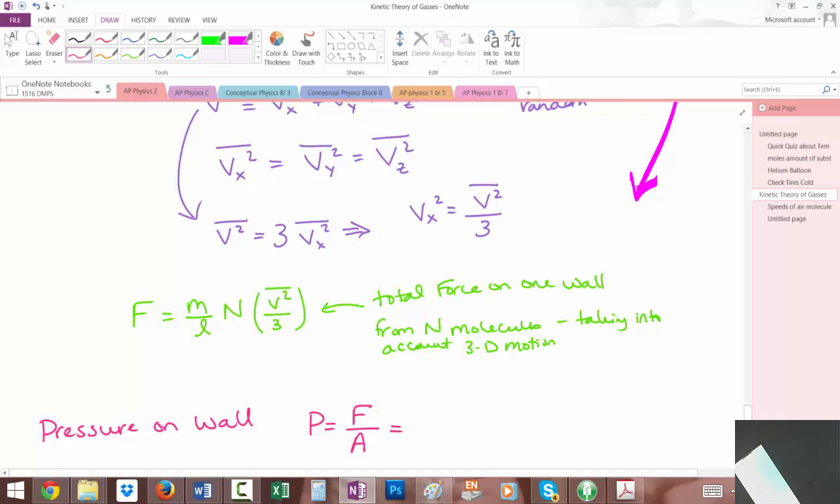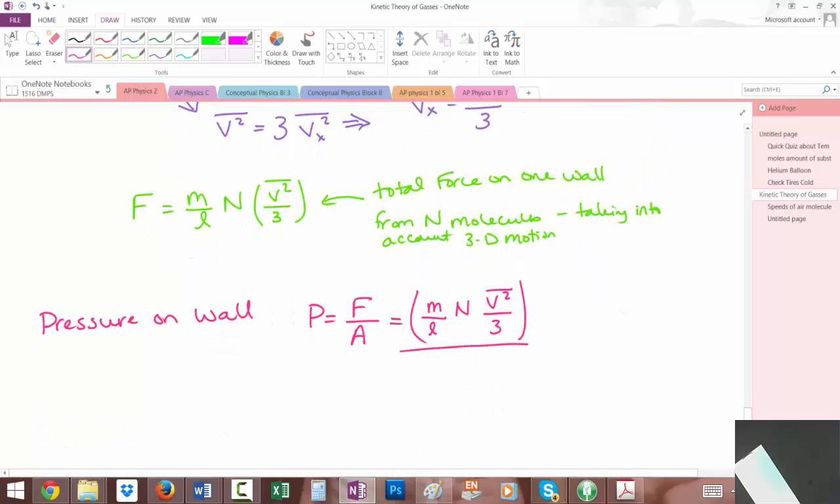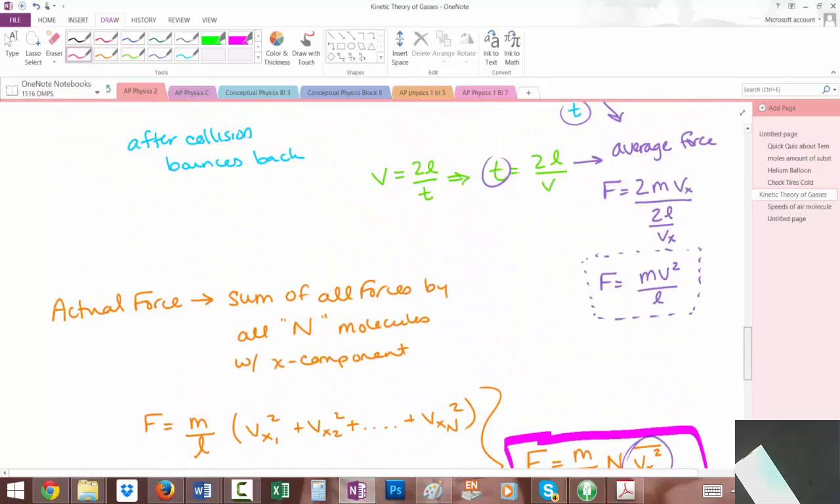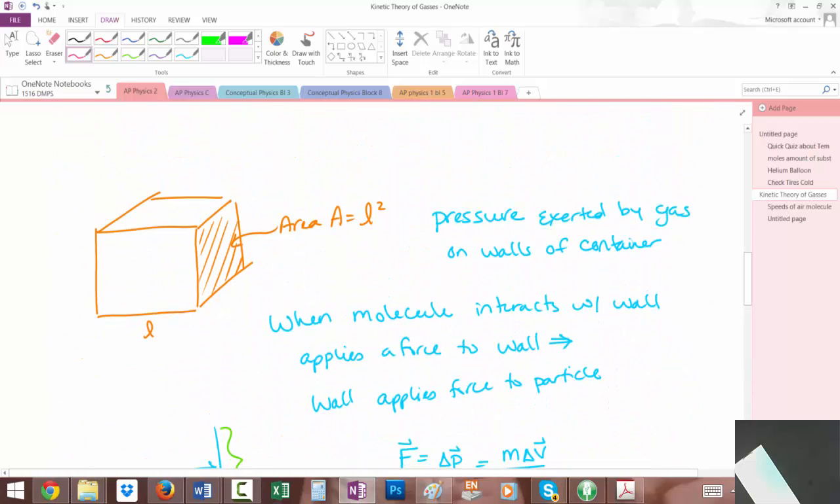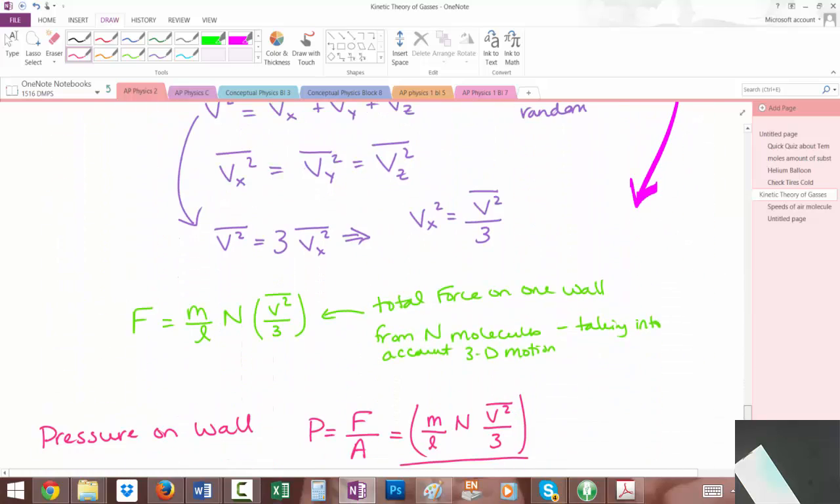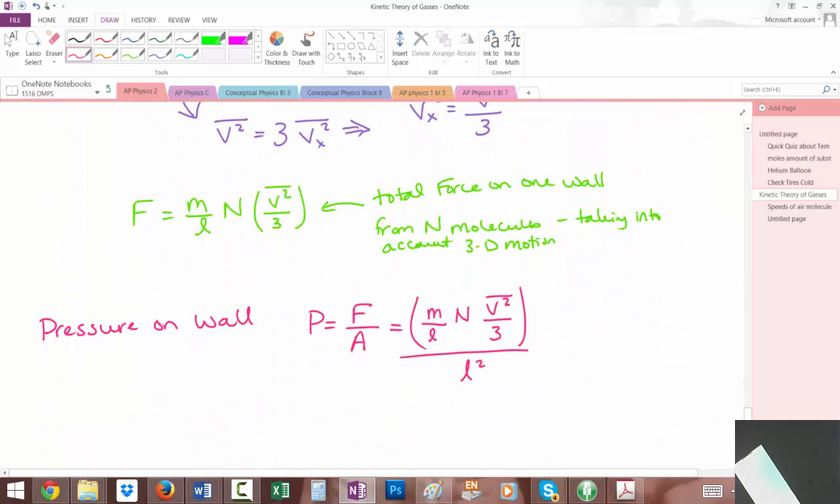So we're just going to write a whole bunch of stuff. Are you ready? Here we go. So L's going to cancel out? Well, let's figure this out. So I'm going to write the F stuff here. m over L times N times V squared averaged divided by 3. So that's the F. And then we're going to divide that by the area of that wall. I have to go back and look at my picture just to make sure that I'm doing this right. What is the area? L squared. So I've got an L squared on the bottom.